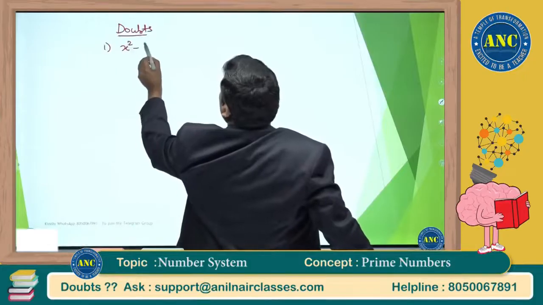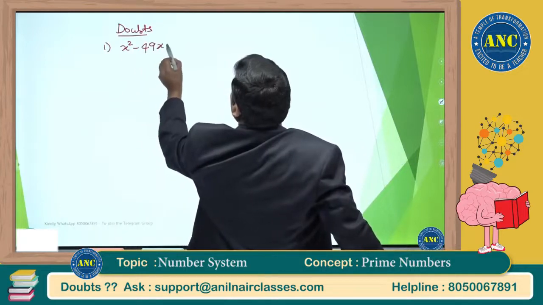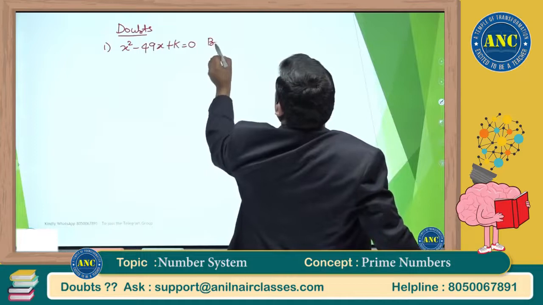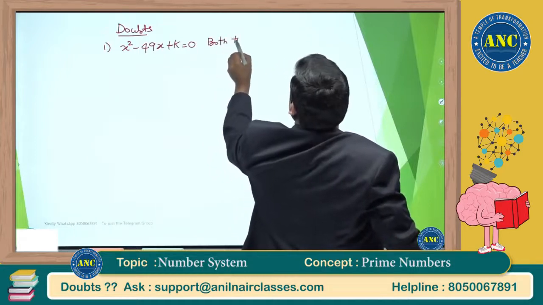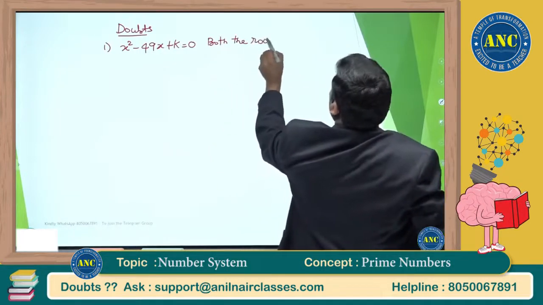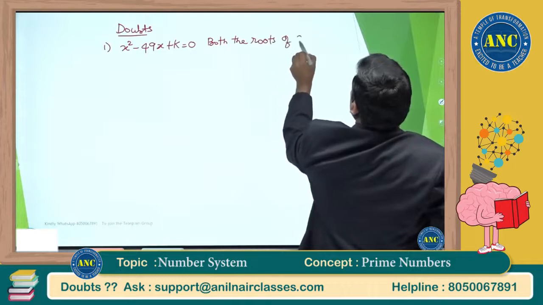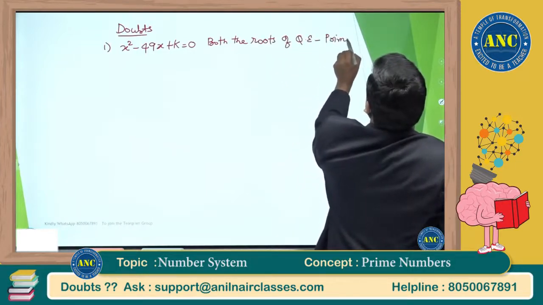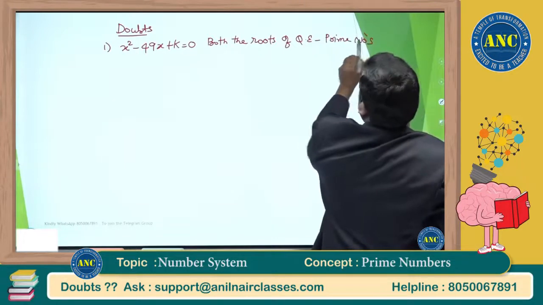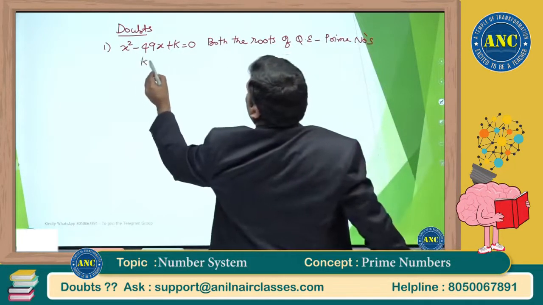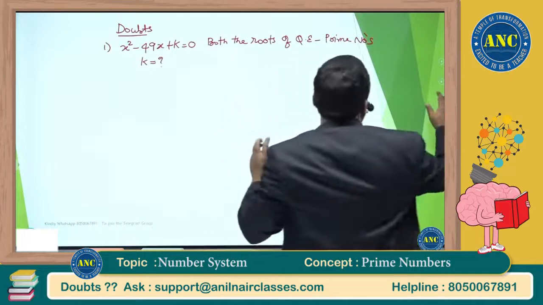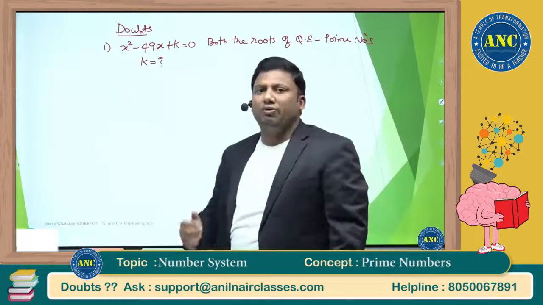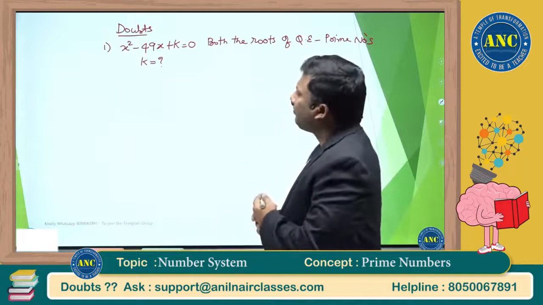x square minus 49x plus k equivalent to 0. Both the roots of the quadratic equation are prime numbers. Find the value of k. These are some of the doubts asked by students. There are 3 to 4 doubts. I will discuss one by one.